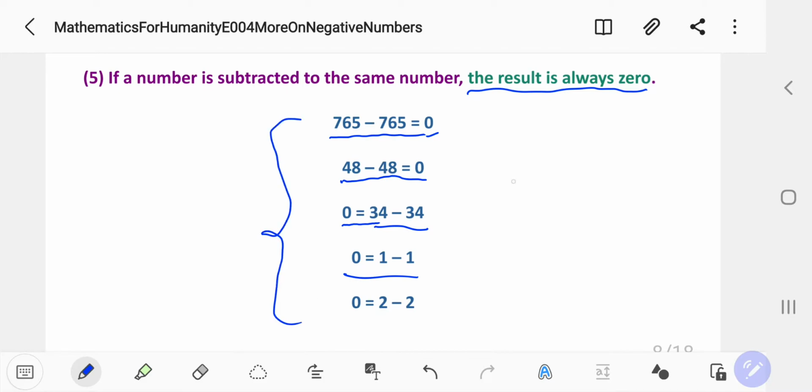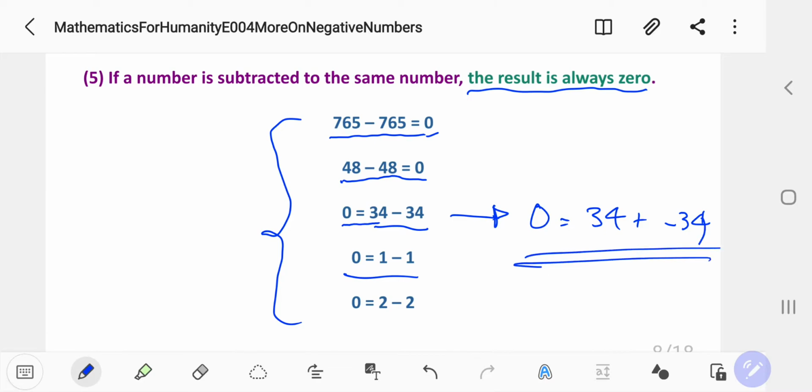So anyway, by the way, this one here, for example, you can also write that as 34 plus negative 34. We learned that in the previous lecture. This one also, you can write this as 765 plus negative 765 equals 0. So that's it. I hope you're not confused. There's so many things to learn. All you need to do is understand them.